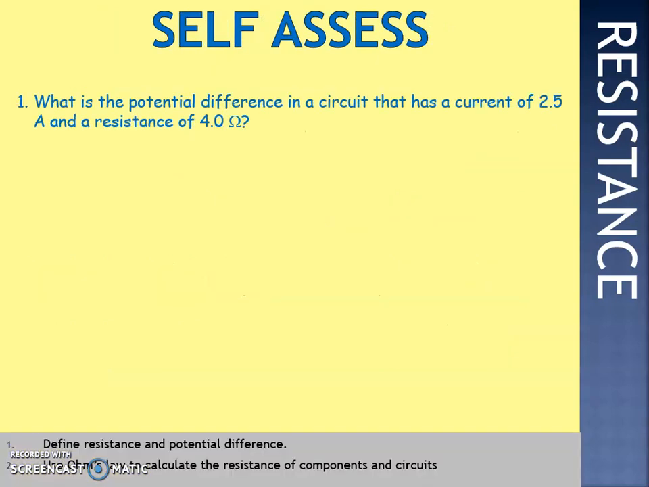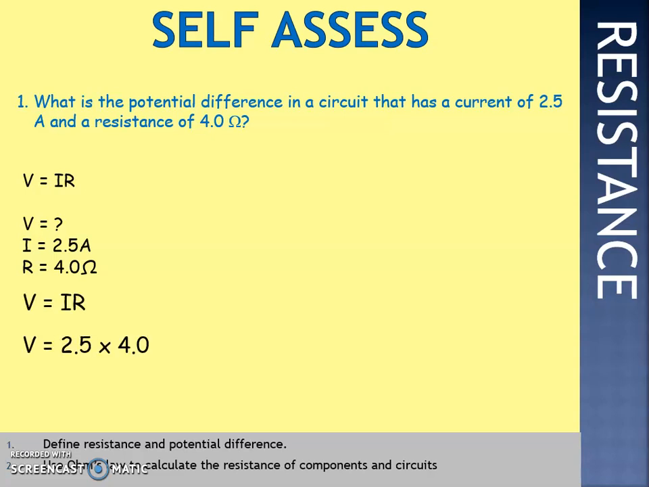Okay, question 1. Potential difference in a circuit. There's a current of 2.5 amps, resistance of 4. I write out my equation. V equals IR. I've got my current and my resistance. V equals IR, 2.5 times 4 gives us 10 volts.